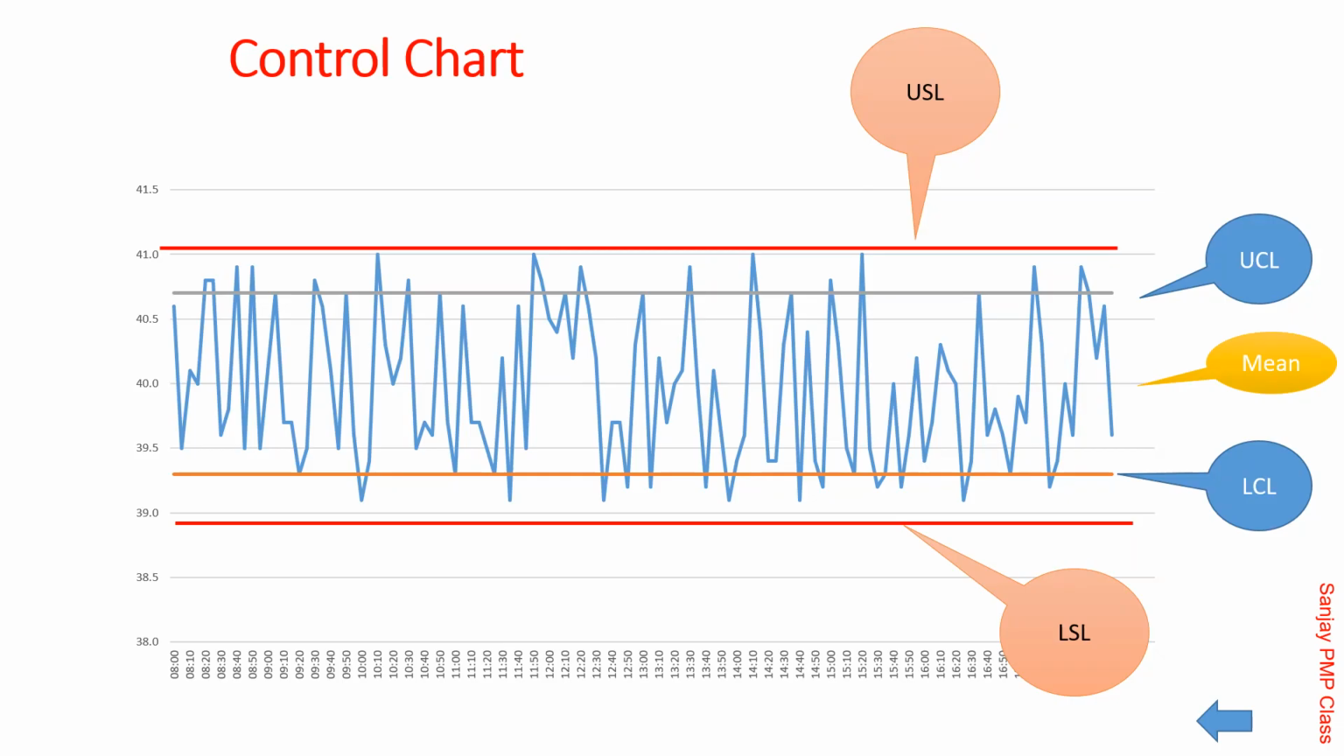Aniruddha, are you from a manufacturing background? Aniruddha, are you? Yes, Sanjay, sorry. You have seen this chart, isn't it? Yes, I had seen this.